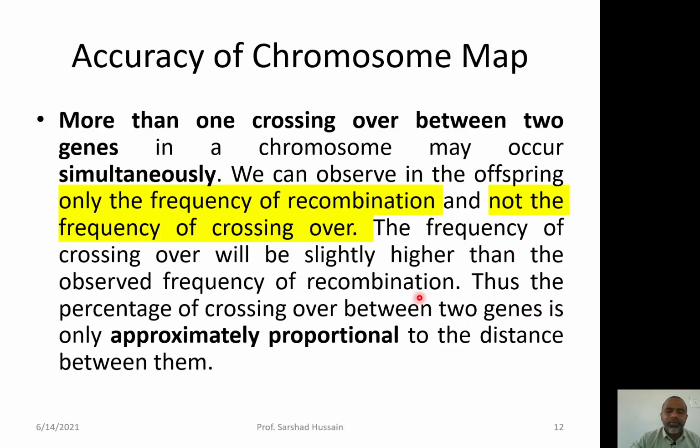So crossing over is always higher, and thus the percentage of crossing over between two genes is only approximately proportional. It is not so accurate that you have placed A and B, A and D and so forth, 5 units apart, 2 units apart, 1 unit apart, 5 centimorgan, and so on. It is not so accurate, it is approximate. There may be a chance that crossing over might have taken place much more than you are indicating there.